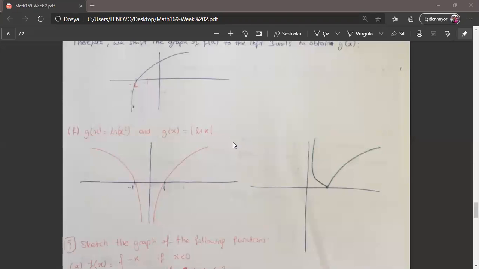And what about this one? So this one was ln of x, only this one, the right one. So what's the absolute value of ln of x? Again, here we have already the positive values. Now for the negative values, we need to take its symmetry according to the x-axis. So we have this.